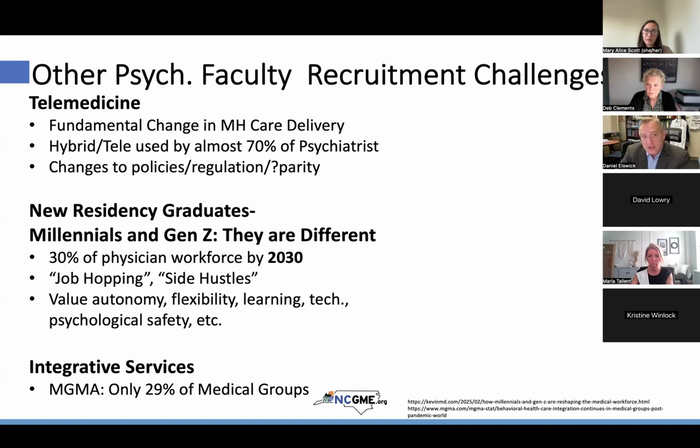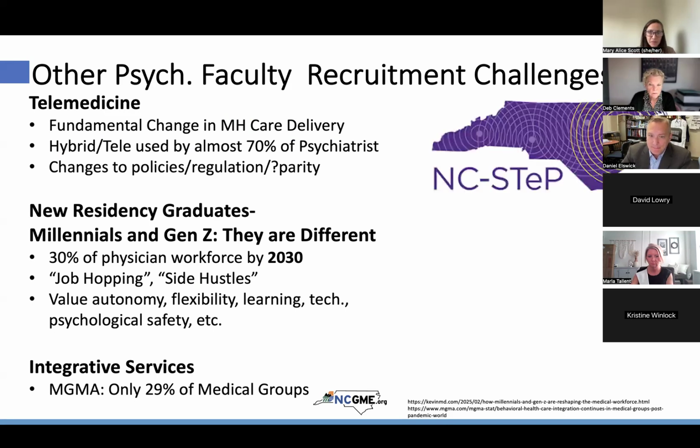But there are a lot of things you have to wrangle with: policies, regulations, parity. Next slide. You do have a good resource with East Carolina, with Dr. Syed and their team, who do a lot of work staying on top of how North Carolina integrates telehealth. They're leading the nation in a lot of that work.